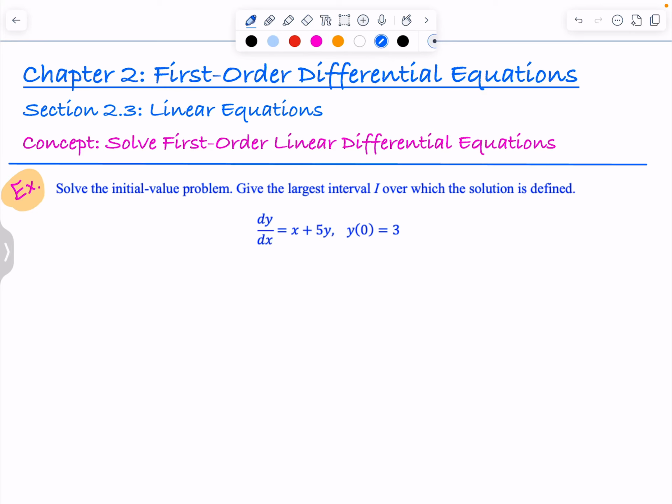In this video, we'll continue our discussion of section 2.3, linear equations. We're going to work with IVPs, so we're going to find the particular solution, and then the largest interval I, no general solution here. Okay, so this is first order linear. I just need to put it in standard form. So this is dy/dx minus 5y equals x.